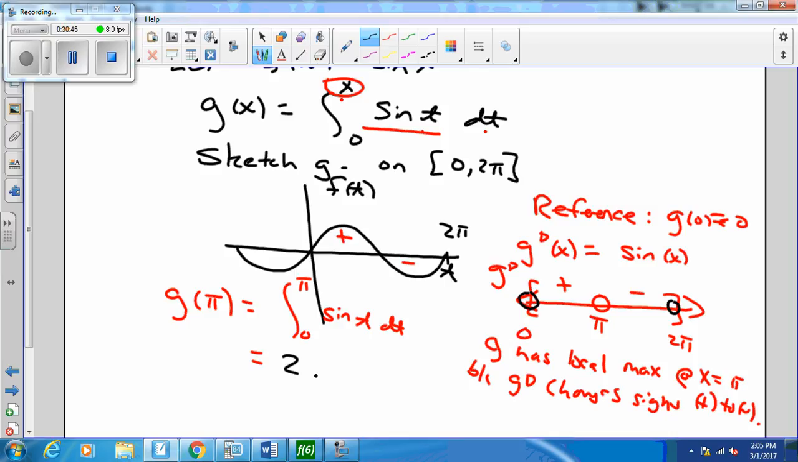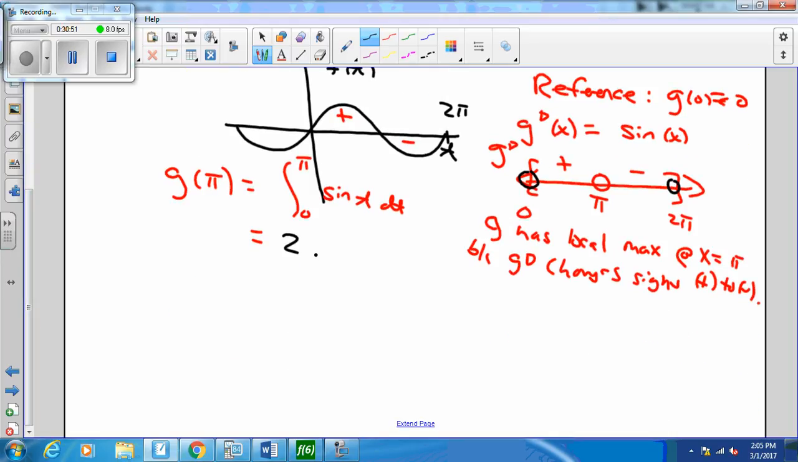There were a couple of zeros that we left out, right? 0 and 2 pi at the endpoints. So that tells me I'm going to have horizontal tangents there. And so this is actually enough information for me to sketch a graph of g. I have a reference value of 0 at x equals 0. At pi, I'm going to go all the way up to 2. That's my local max. And then at 2 pi, I'm going to have a horizontal tangent again somewhere.